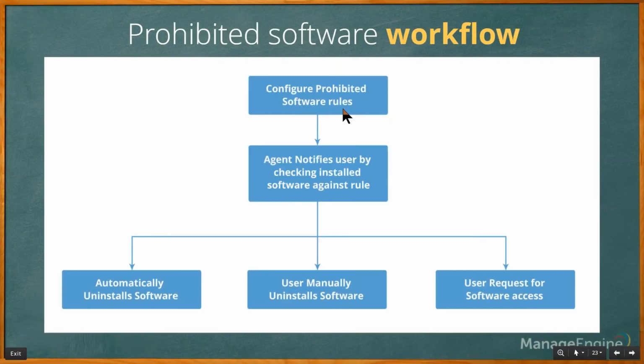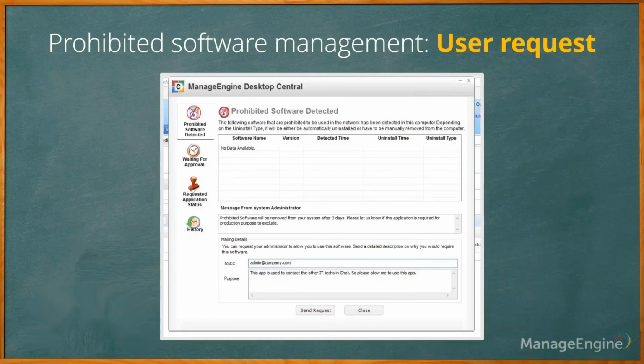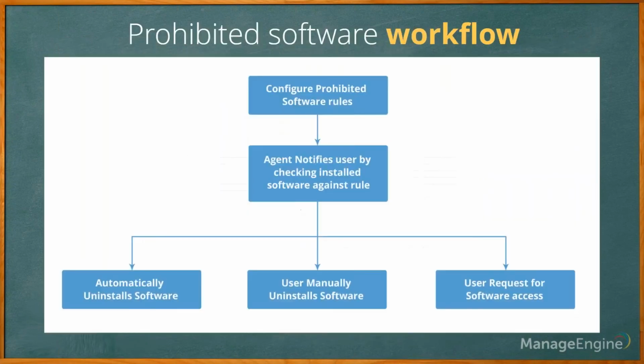So this is how the prohibited software is going to work. First, I need to add a rule for what applications are to be considered prohibited software. Next, the same rule will be applied to the client machines on the next refresh cycle. The agent will automatically check if there is any prohibited software on the specific computer, and it will post the status to the server, as well as notify with a small pop-up message during user logon. So this is how the pop-up message will look.